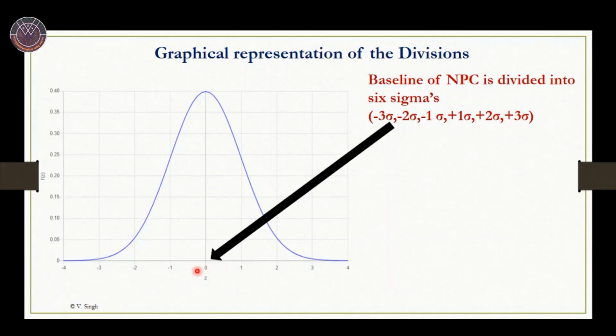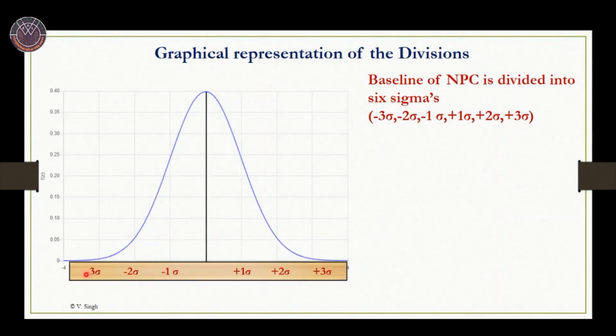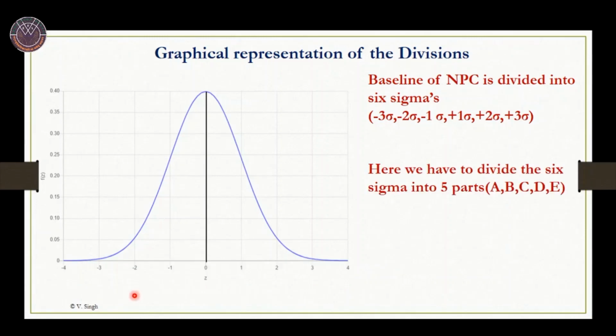This particular baseline can be divided into 6 sigma, that is minus 3 sigma, minus 2 sigma, minus 1 sigma on the left hand side, and similarly plus 1 sigma, plus 2 sigma, and plus 3 sigma on the right hand side. So this is the division of a normal distribution curve. We have seen this earlier also, and we know that this is how we can divide the baseline into 6 sigmas. Now, as per our problem, we have to divide this 6 sigma into 5 parts.